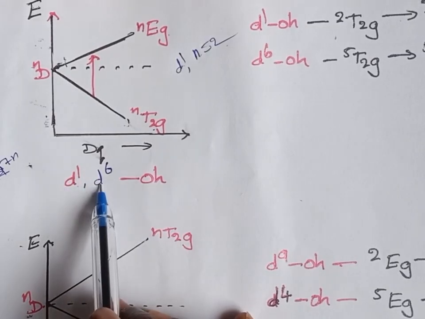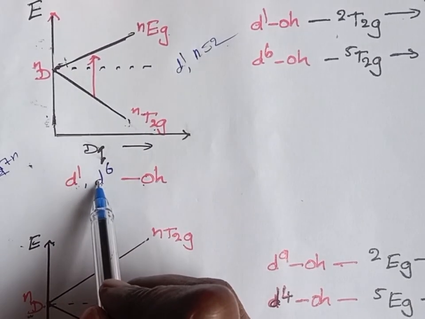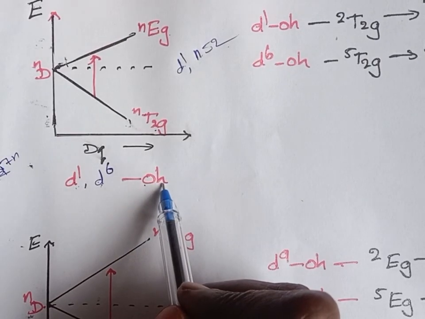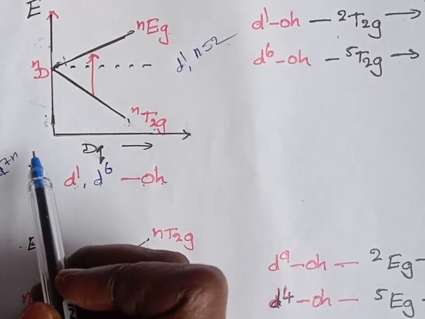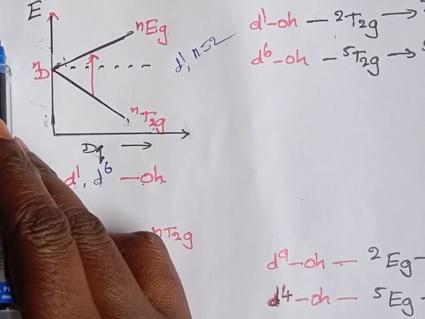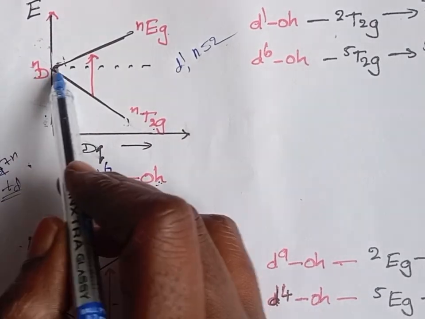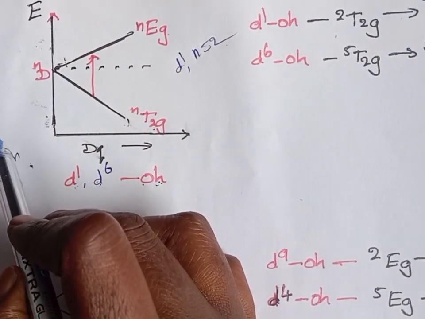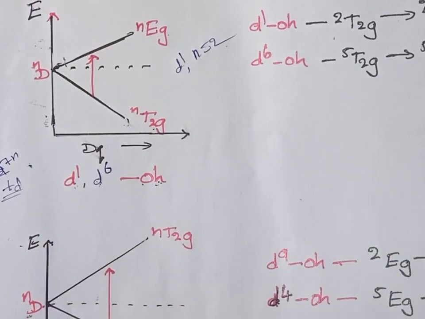So they will have the same type of splitting, right? So it is for D1, D6 octahedral splitting. If we want to take the splitting diagram in a tetrahedral field, what will happen? Completely reverse splitting to octahedral splitting, right? So the lower energy level is Eg and the higher energy level will be considered as T2g.